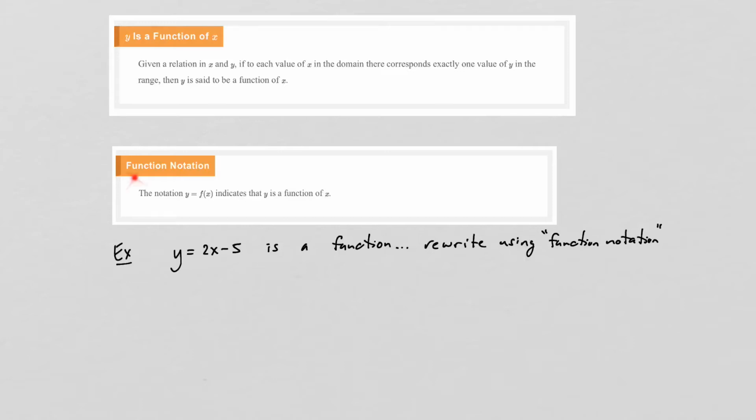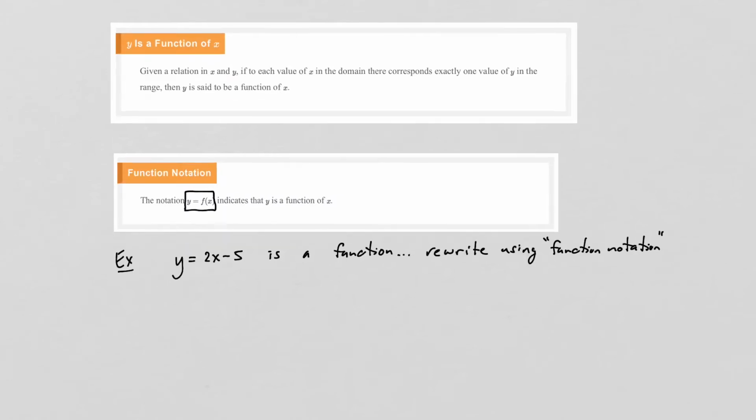Now let's talk about function notation. Function notation is a special notation that we use when we're dealing with a function. So let's consider the equation y equals 2x minus 5, which is a function. Function notation is when we replace the variable y with the notation f(x). I want to point out, first of all, that in this notation right here, f(x) is pronounced "f of x."